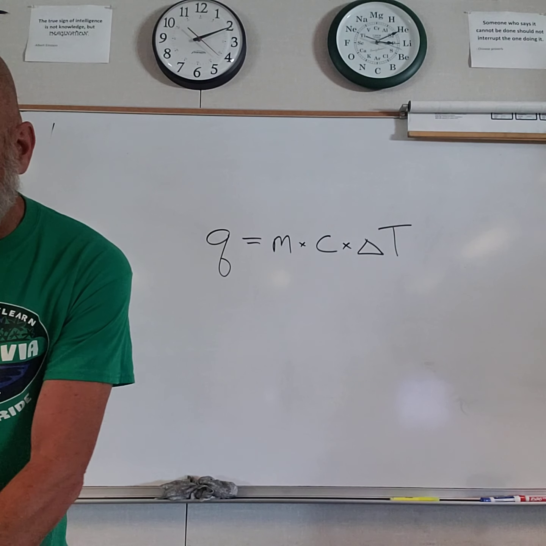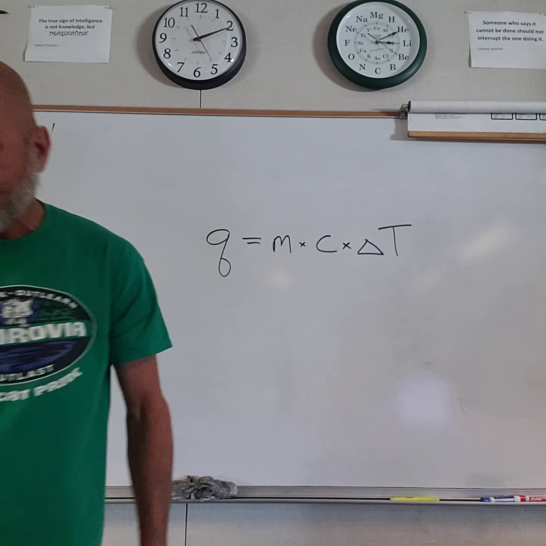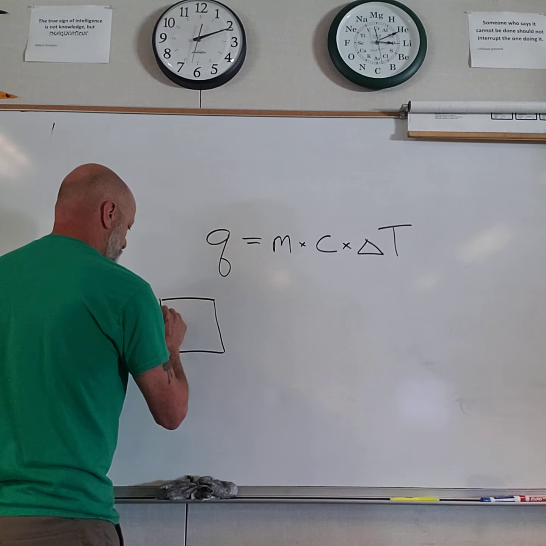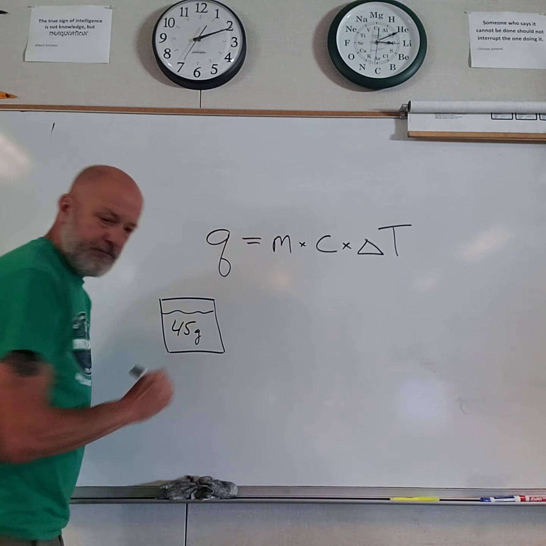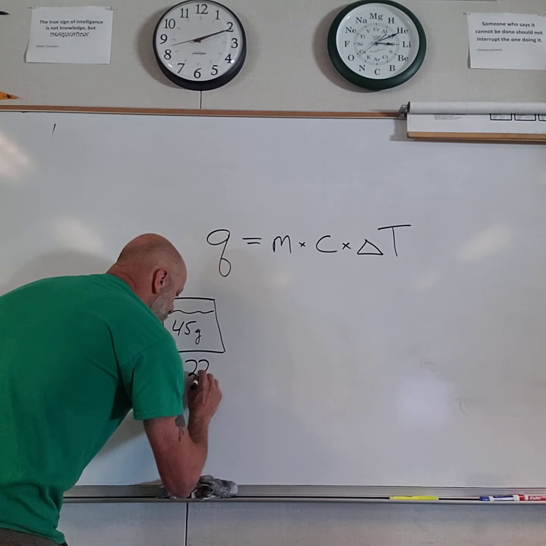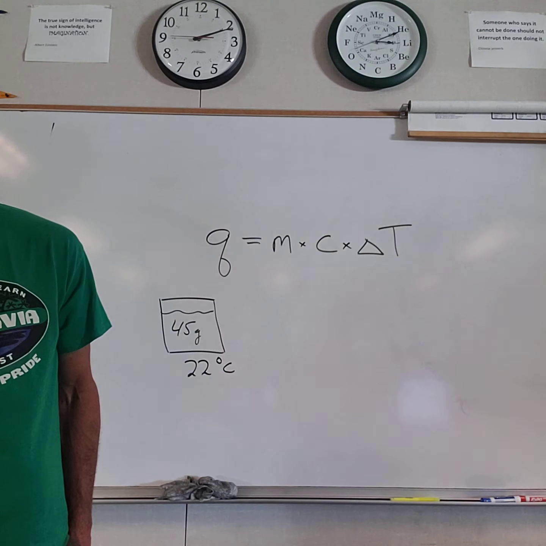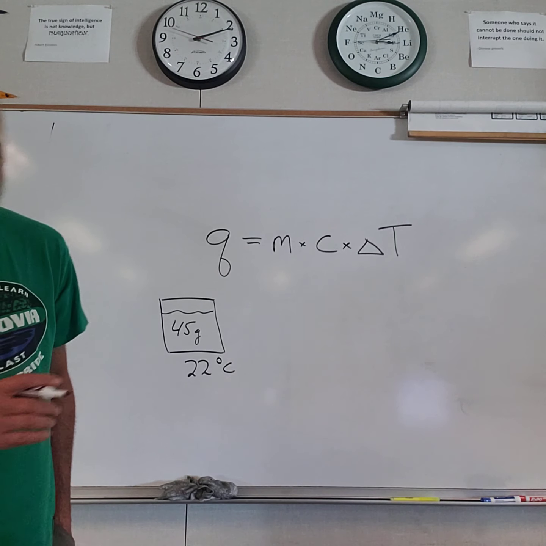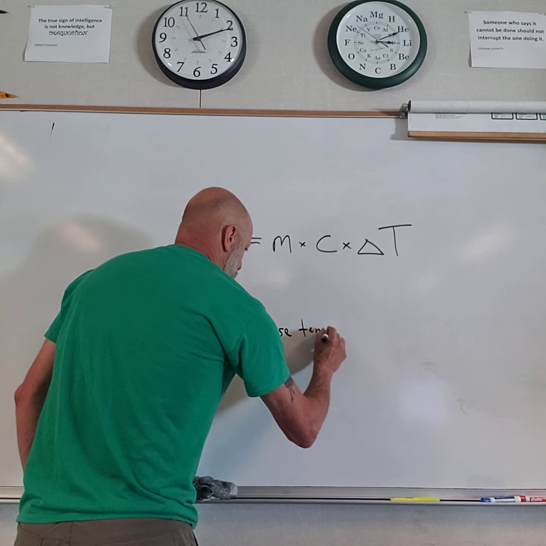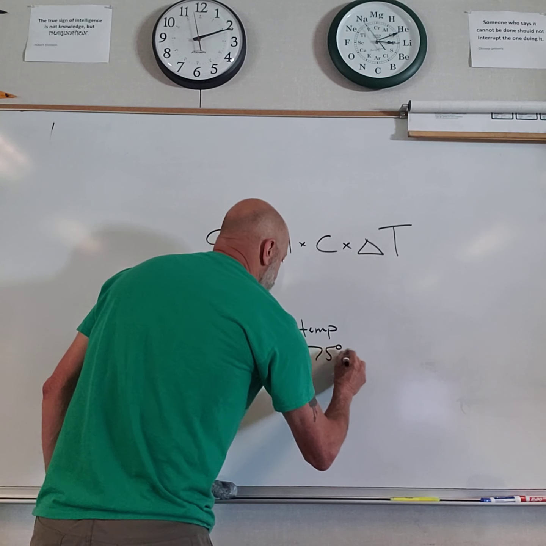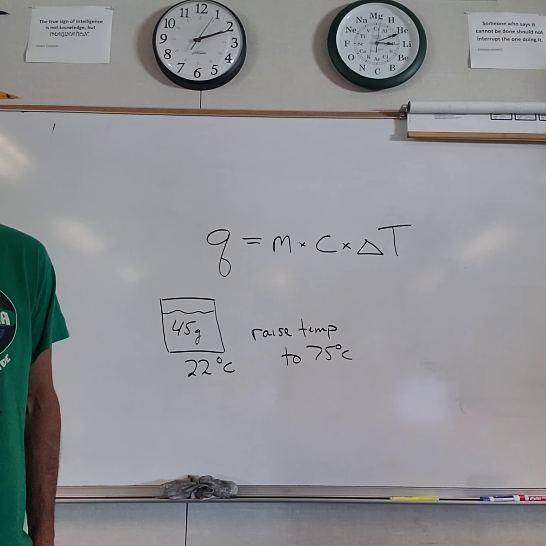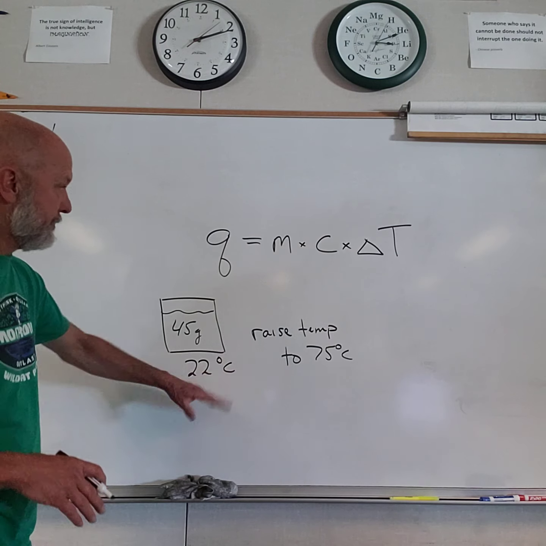And let me just work one sample problem and set up another. So let's say I've got 45 grams of water. And my water is at 22 degrees C. And I'm going to increase it to 75 degrees C. So I'm going to change its temperature from 22 to 75. Let's just plug that into the equation. So I'm going to put it in up here.